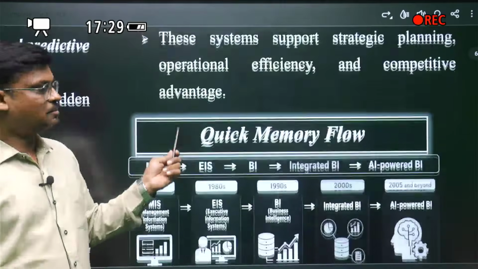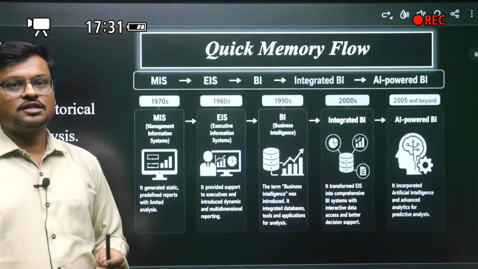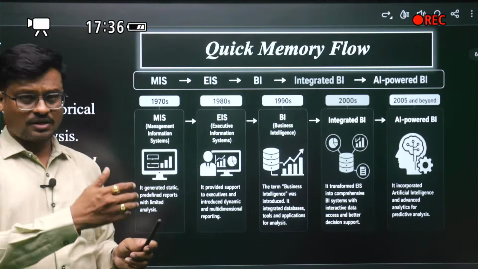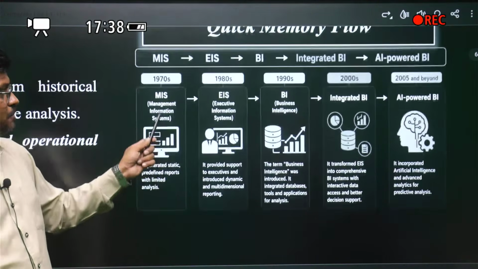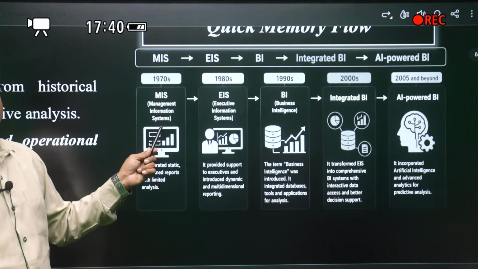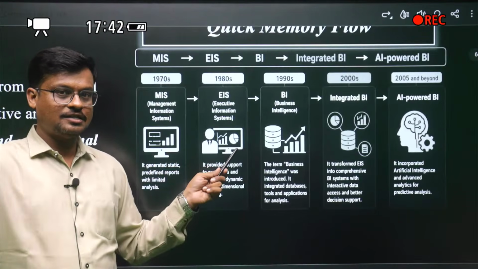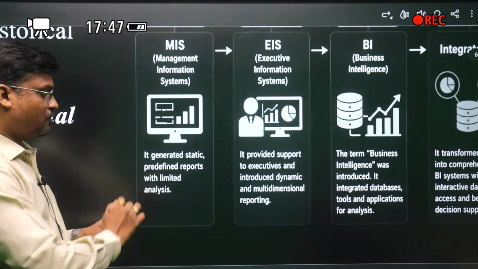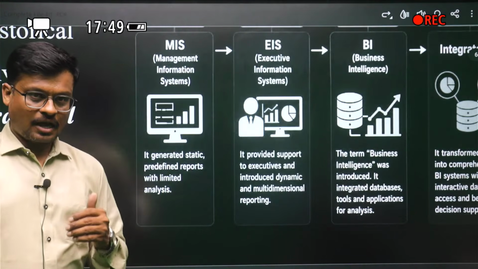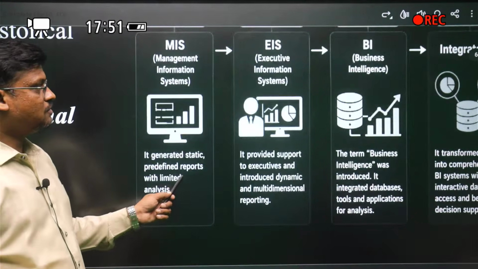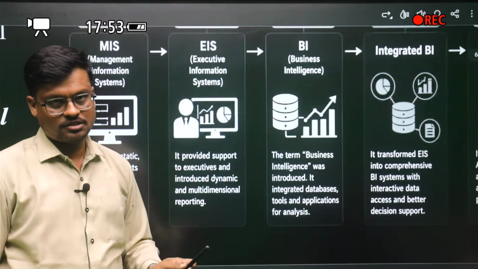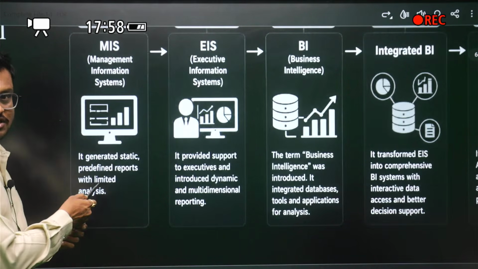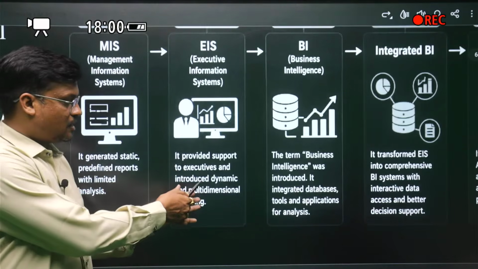Done dear. This is about your question number 1, the history of business intelligence. We will have a very quick review about this. So MIS stands for Management Information System, which started in the early 1970s. It generated static predefined reports with some limited analysis. After this, we went to the EIS, which is called Executive Information System. The major change that happened is that the static reports which we generated in the MIS were made dynamic, right?